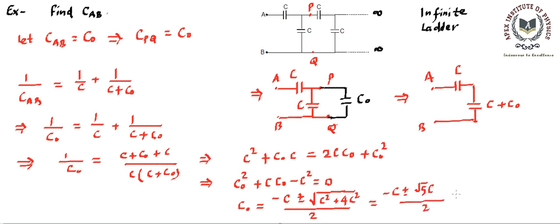Now if we take a minus sign, then the capacitance will become negative, and we know the capacitance is always positive, capacitance can never be negative, so we need to drop the minus version and carry on with the plus sign. If we take the plus sign, then the answer becomes C naught is equal to root 5 minus 1 by 2 C. So our C naught came out to be root 5 minus 1 by 2 into C. Hence the equivalent capacitance in this particular example is this.